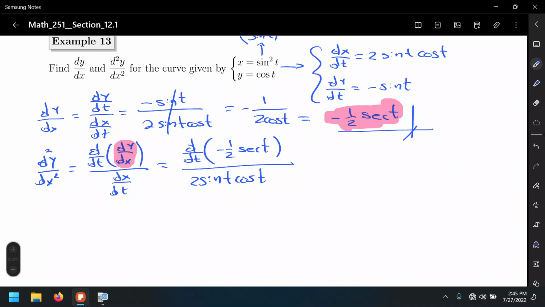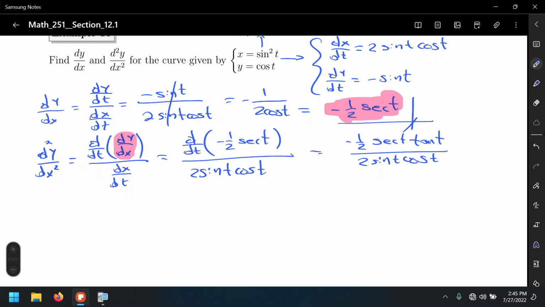So what's the derivative of secant? Secant tangent, but in this case we have that negative 1/2. This will be negative 1/2 secant tangent over 2 sine cosine. And well, yeah, this is basically the derivative. However, if you're given something like this on the homework, and if you put that as a final answer, it's going to tell you that although your answer is correct, it's not written in the most simplified version. So in this case, let's use trigonometric identities to rewrite this.